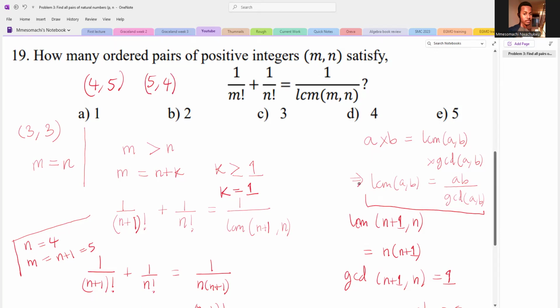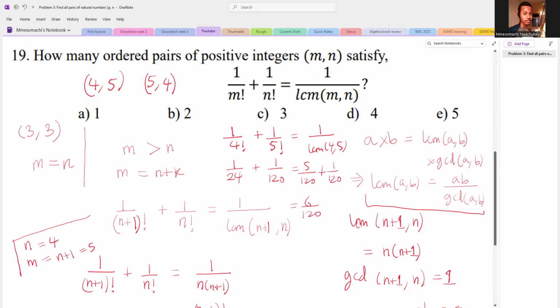Okay, we can actually just plug it in to check. So 1 over 4 factorial plus 1 over 5 factorial equals 1 over the LCM of 4 and 5. 1 over 4 factorial is 1 over 24. 1 over 5 factorial is 1 over 120. This is equal to 5 over 120 plus 1 over 120, which is 6 over 120, which is equal to 1 over 20. And we see that 20 is the LCM. So we have 3 tuples, and the answer is option C, 3.